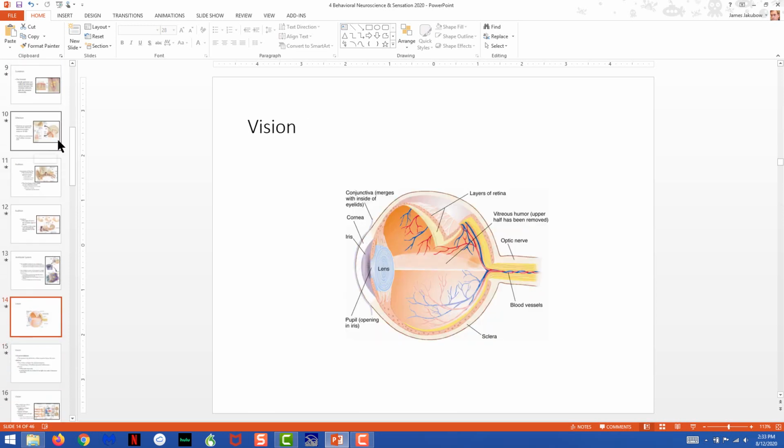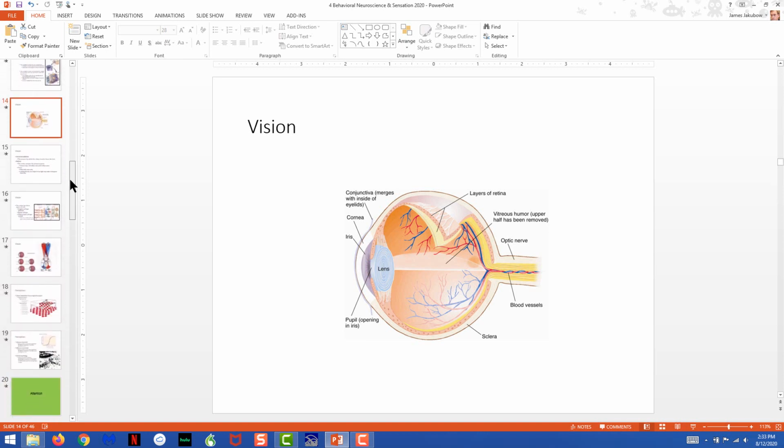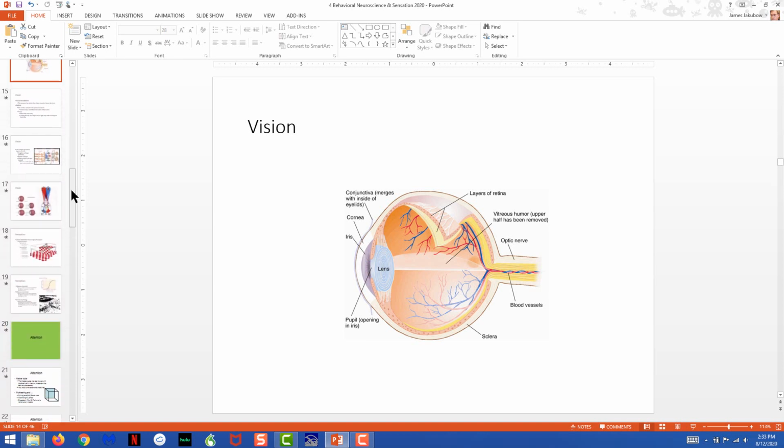And vision. Now, vision is a fairly straightforward one. You've been seeing the eye since you were probably in grammar school. This is just an anatomical layout of the eye itself. There are a few things here that you should be aware of, as I still hear people make mistakes about this kind of thing.